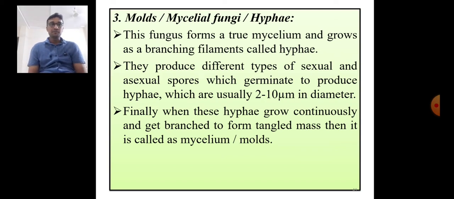Second point, molds produce different types of sexual and asexual spores. This third type of fungi has an ability to produce spores. They produce sexual spores as well as asexual spores. I told you in the last lecture that fungi reproduce by two methods. One is called the sexual method of reproduction, and another is called the asexual method of reproduction. So this third type of fungi, the mold, has an ability to produce both types of spores, the sexual spore as well as the asexual spore. Now these spores which are generated germinate to produce the hyphae.